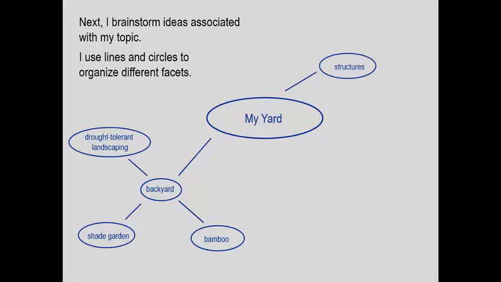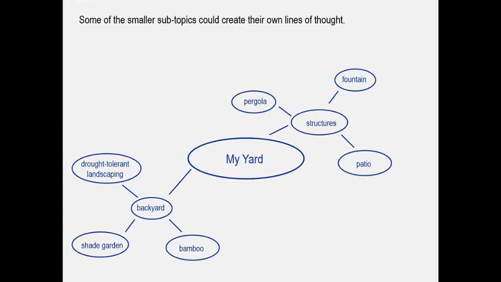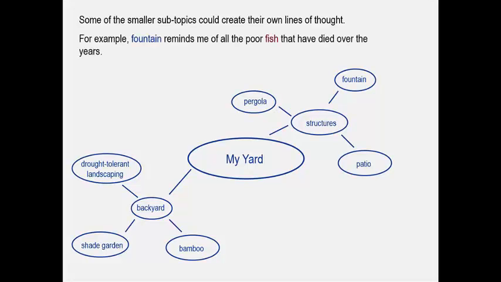So another area of thought about my yard are the different structures that we've built over the years, like a fountain and a pergola and the patio. Some of these smaller subtopics could create their own lines of thought. For example, I think about my fountain and it reminds me of all the poor fish that have died over the years. And there really have been hundreds of dead goldfish found floating in my pond.